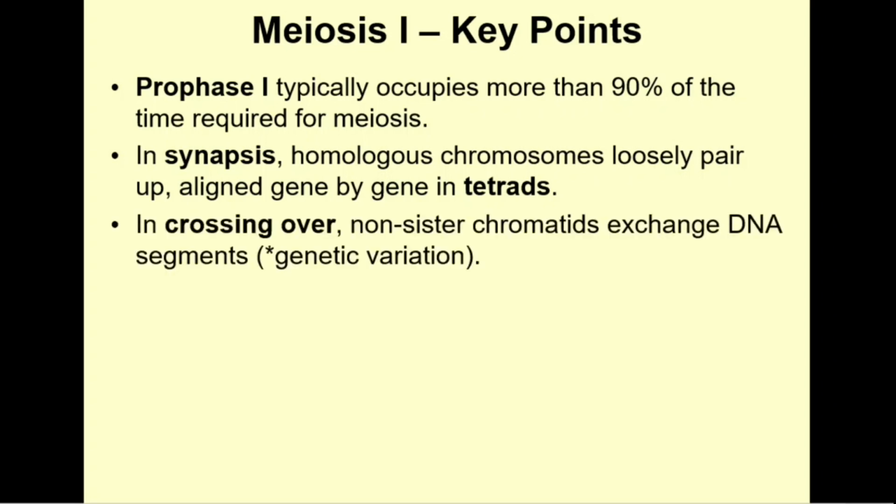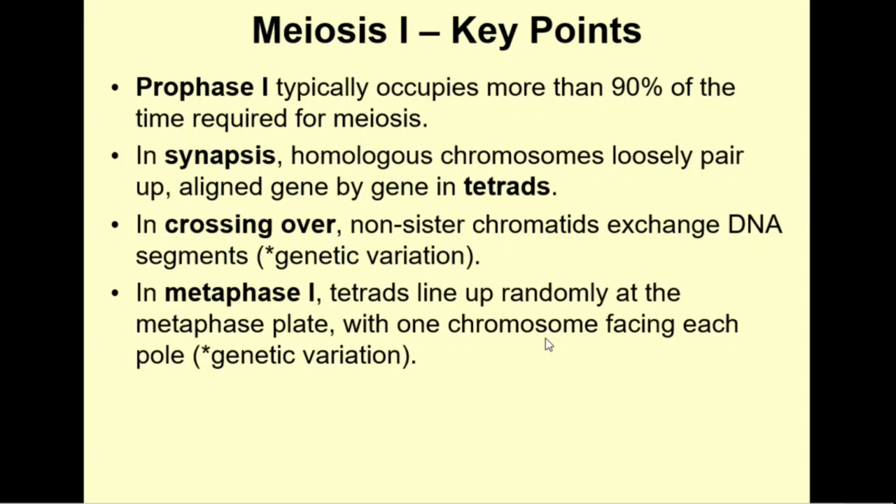Once that happens, they will start to cross over. So we get this genetic recombination where they swap a bit of genetic material, or they'll swap a bit of DNA. So this is where we get the introduction of genetic variation. We can then move into metaphase I. This is where our tetrads, so our homologous pairs of chromosomes, line up randomly at the metaphase plate. So one of the chromosomes, one of the homologous pair facing each pole, that will eventually become our daughter cells. So again, because this alignment is random, it also introduces genetic variation.